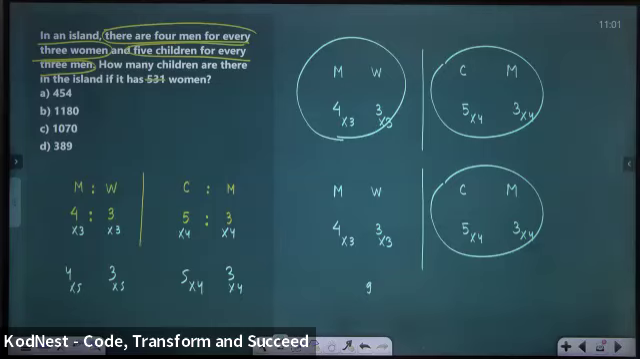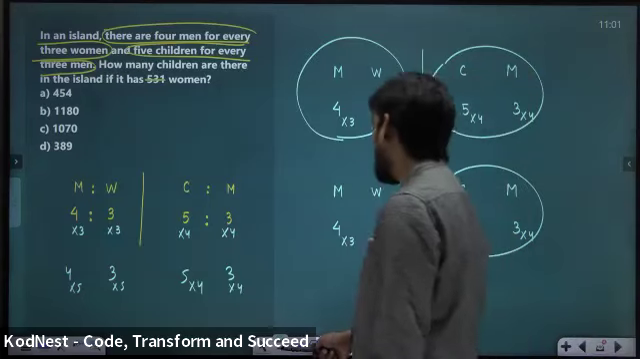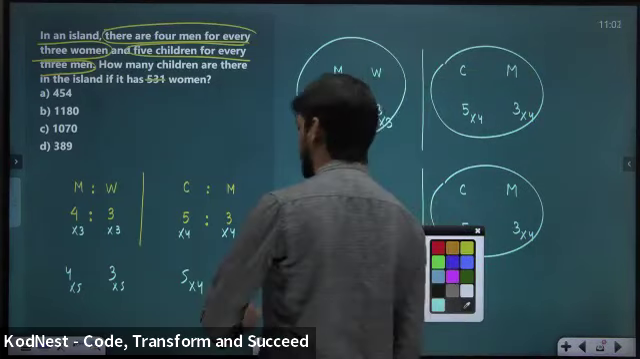Don't see men, children. See men, only men. We don't have to make men, children same. We have to make men, men same. Okay. All right. So there are 9 women as per our calculation till now.